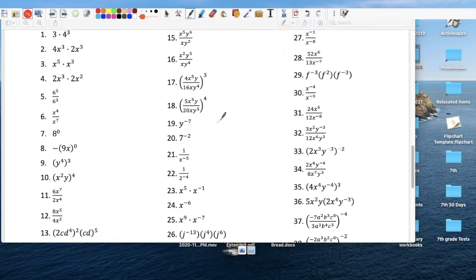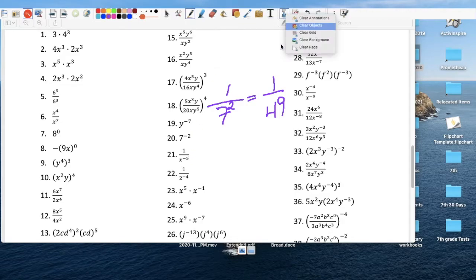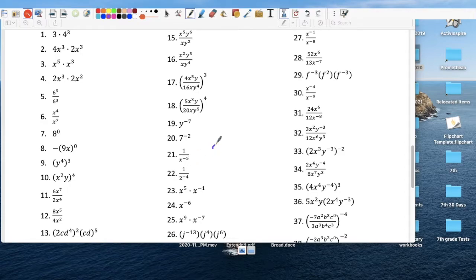7 to the negative second power would be 1 over 7 squared, which you will simplify to 1 over 49. This one is where you are in the denominator and you travel to the numerator, so it becomes x to the 5th power. So it's traveling to the numerator. And 1 over 2 to the negative 4th power is just 2 to the 4th power, which is 16. Moving that, if you want to think about it that way.